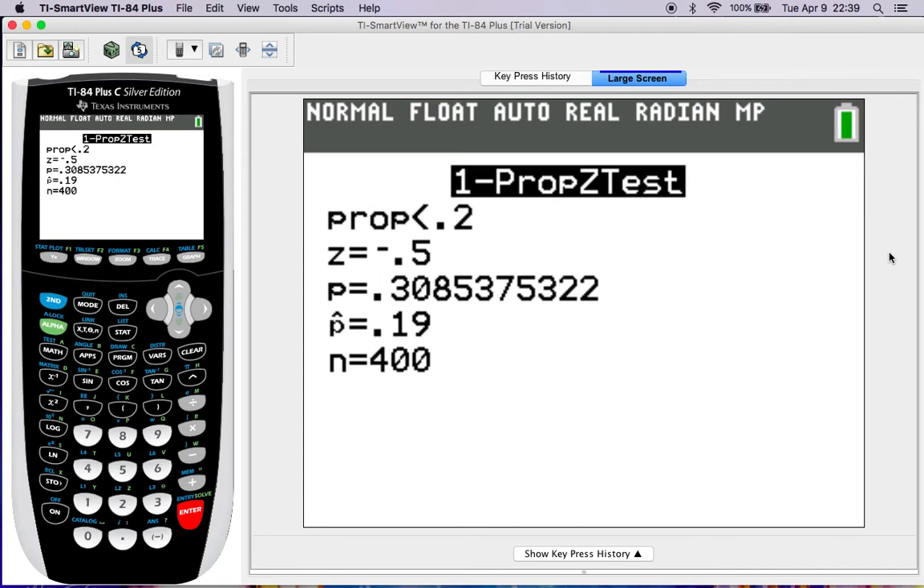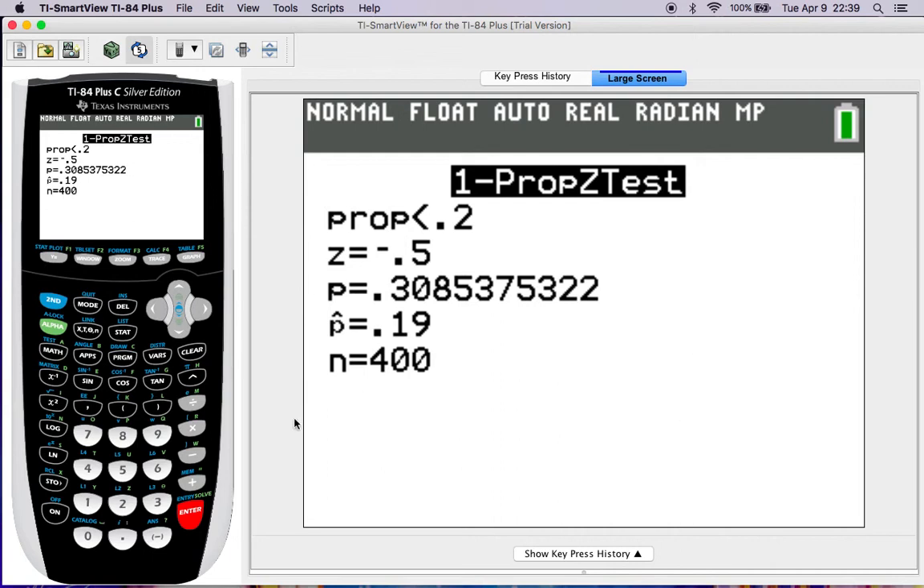So from here, you could write down, okay, Z equals negative 0.5. My P value, the probability, is 0.3085. So is my P low? That's going to be based on whatever your alpha was.